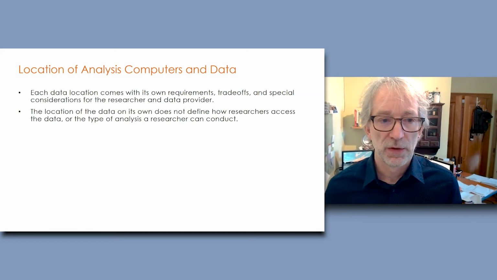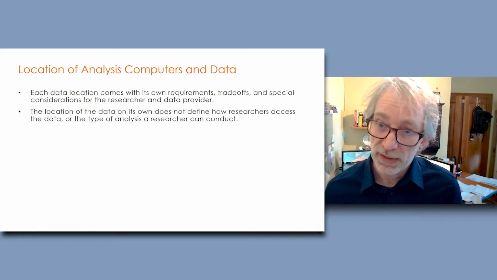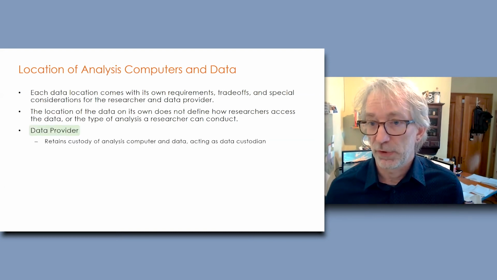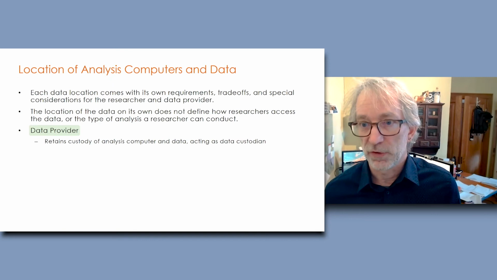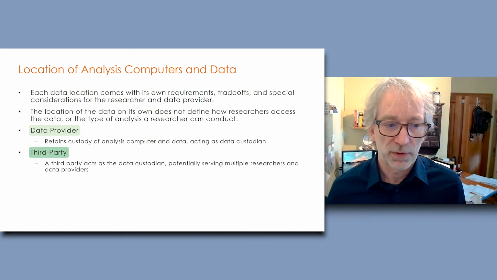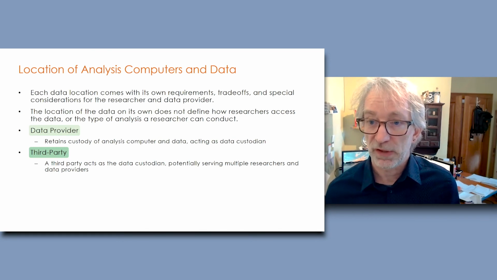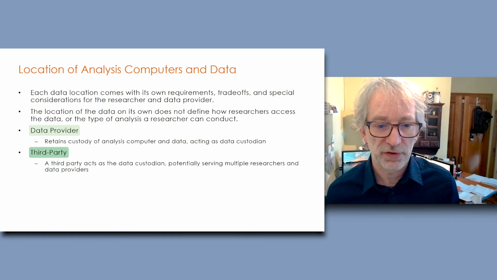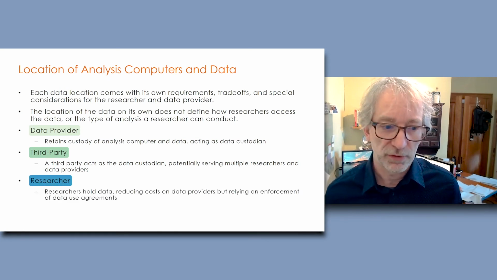Okay. The location of the analysis computers then is one of the other trade-offs. You can already see from some of the mechanisms that I've mentioned earlier where this might lead us. One is that the analysis computer and data remain with the data provider, giving the data provider the highest control over this, and the researcher the lowest. A third party may act as a data custodian. This gives a bit more flexibility. It doesn't fit nicely into an all or nothing kind of analysis here. We see this quite often, so we thought at least the ability to highlight this.